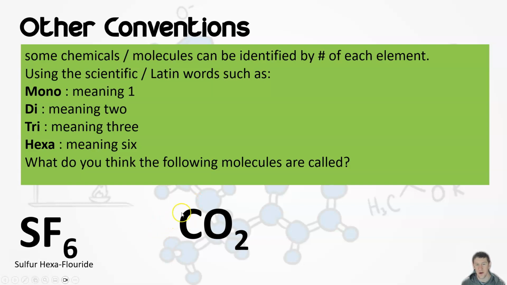Something like this. This is the one we already know. Carbon, 2 of them, dioxide. So that's why it's dioxide. It's not carbon oxide or carbon oxygen. It's carbon dioxide. And this one, again, remember mono means 1. So CO is carbon monoxide.